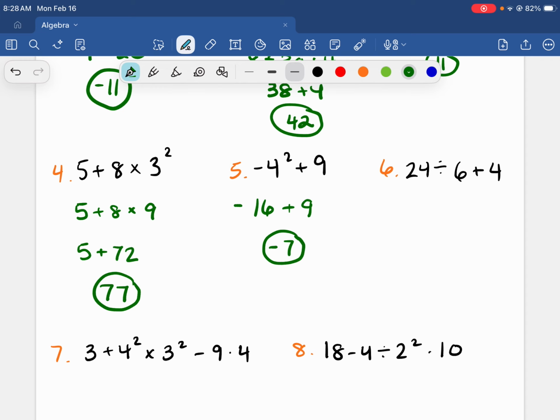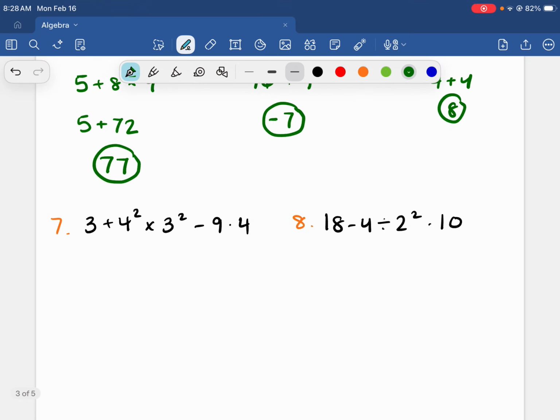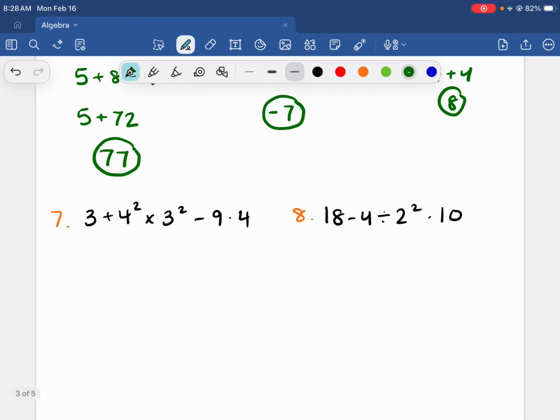Number 6, no parentheses, no exponents, no multiplication. We do have some division here. 24 divided by 6 is 4. 4 plus 4 is 8. Number 7, we have a little bit more going on. No parentheses, but we do have some exponents. 3 plus 4 squared, or 4 times 4 is 16, times 3 squared, or 3 times 3 is 9, minus 9 times 4.